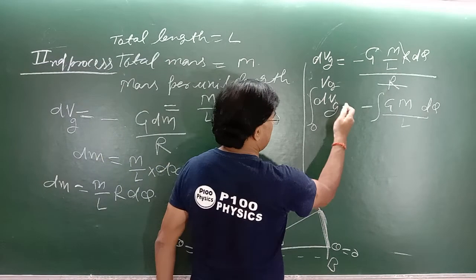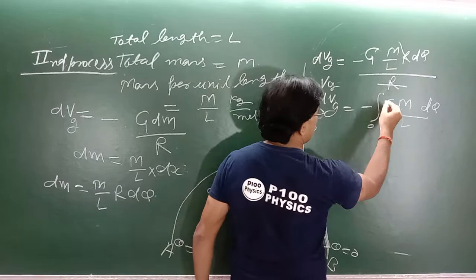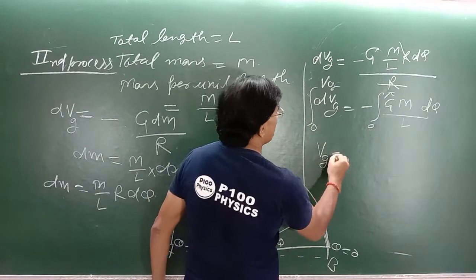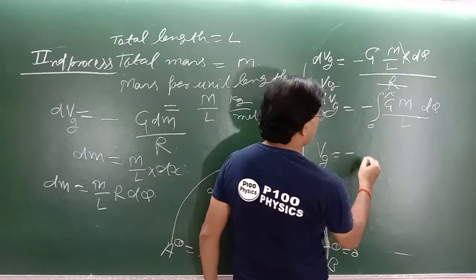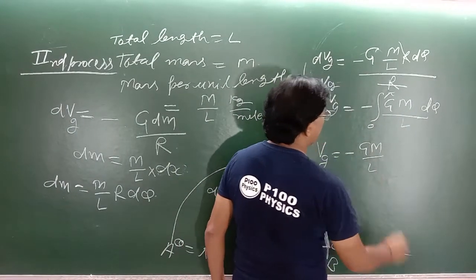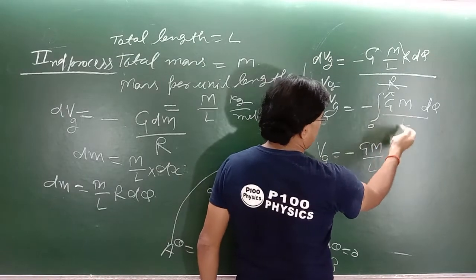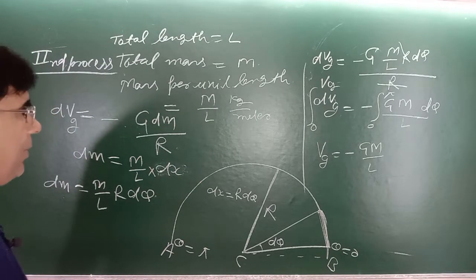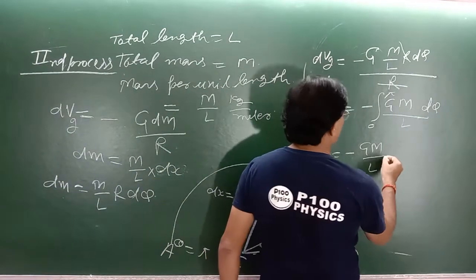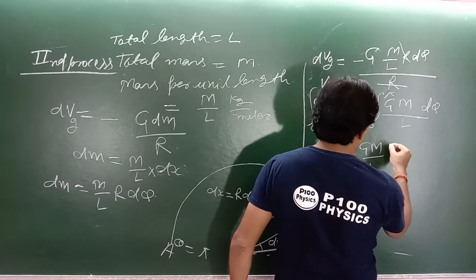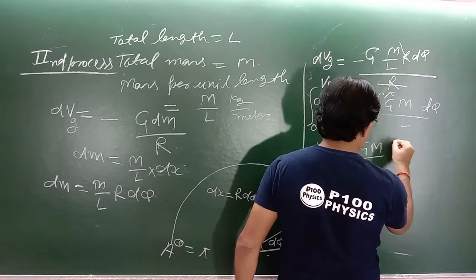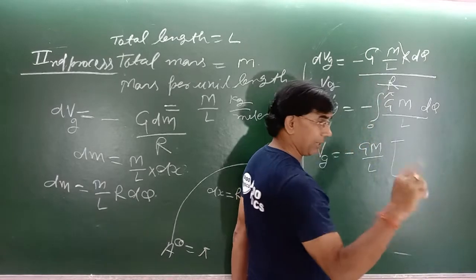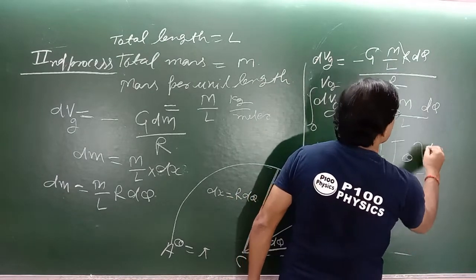Taken out, dVg will be how much? Means from 0 to pi. Vg will be equal to minus Gm by L, that will be the common. Gm by L will come out, and d theta means theta. Mind here, integration of d theta will be theta, 0 to pi.